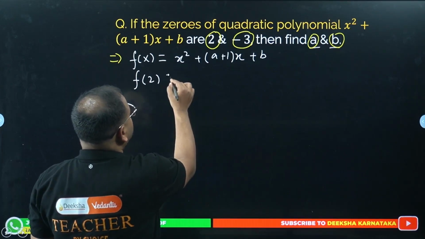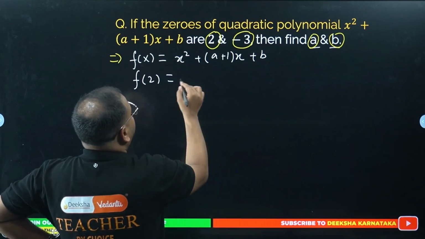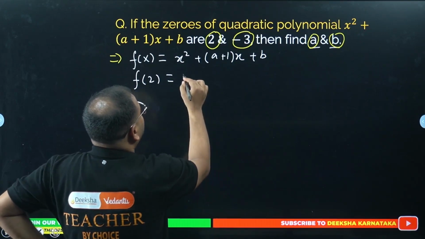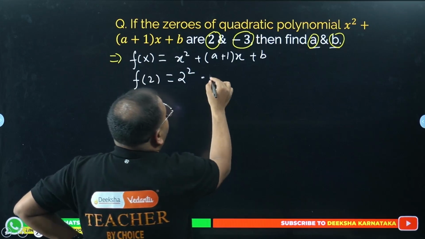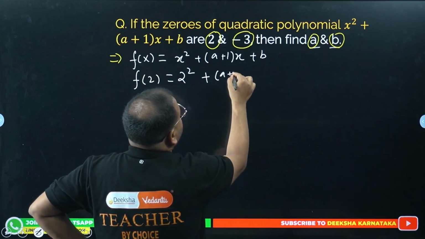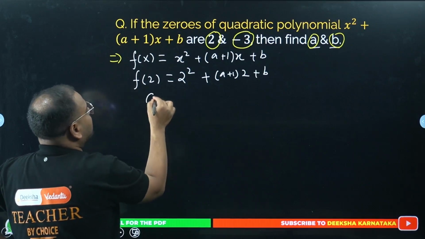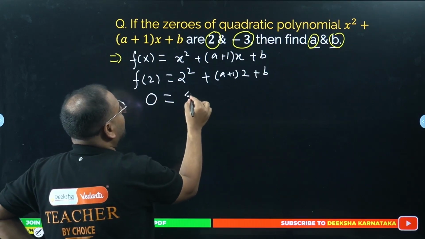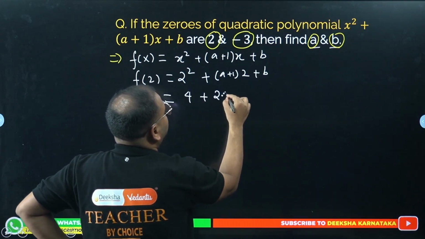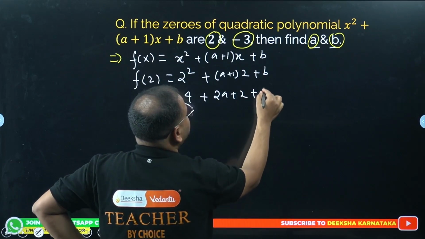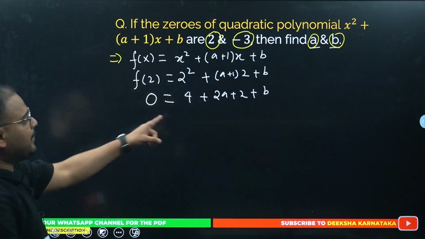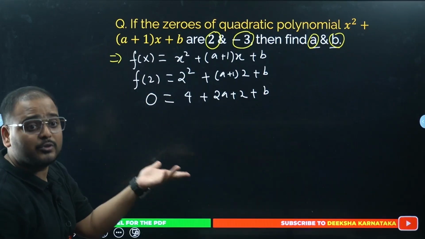Okay, let's use it. What does f of 2 mean? Replace x with 2. So I'll write this as 2 square plus (a plus 1) times 2 plus b. f of 2 is equal to what? 0. Why? Because 2 is a zero. 4 plus 2a plus 2 plus b. Excellent. What it means? Constants on one side, variables on one side.